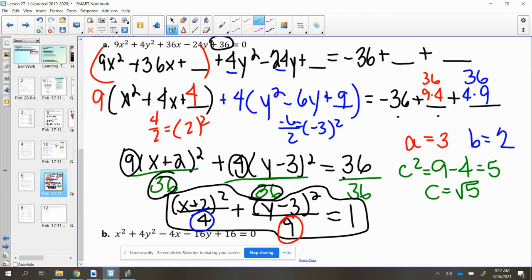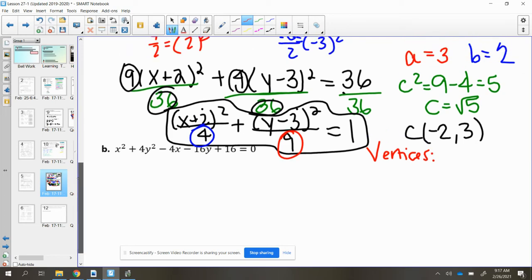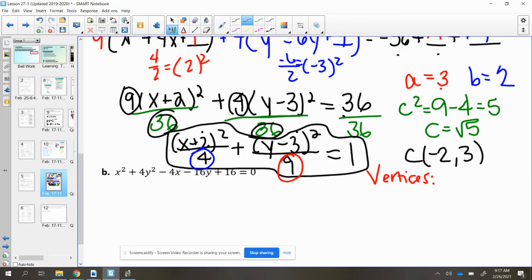Okay. So our center this time, h comma k, we're at -2, 3. And since our a parameter is underneath the y's, we're going to be moving up and down from our center to get the vertex values, okay? So our vertices would be moving up and down from -2, 3 units up and 3 units down. So they would be at -2, 6 when we move up and -2, 0 when we move down.